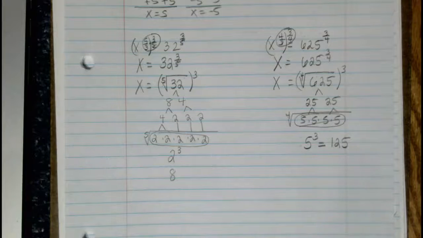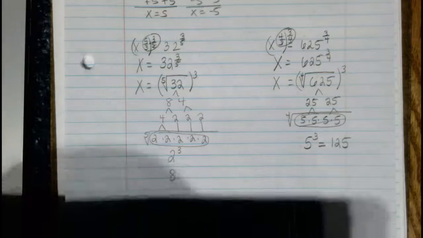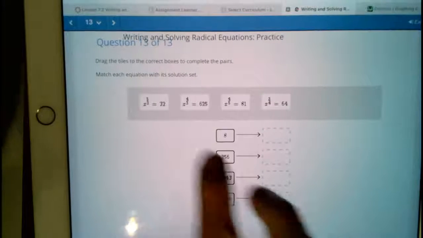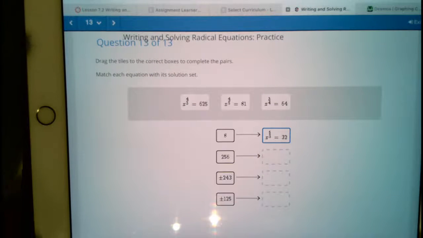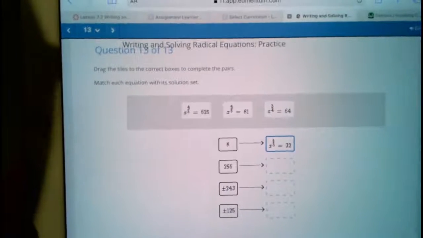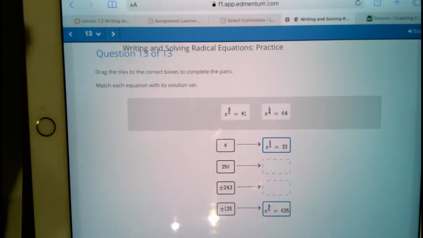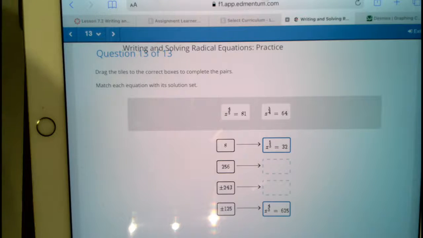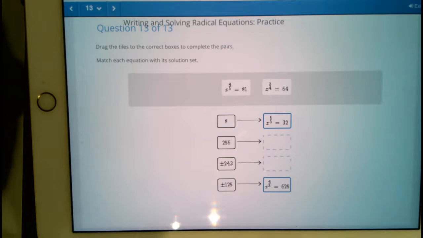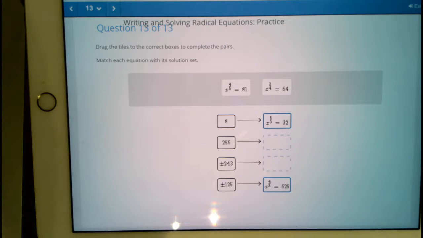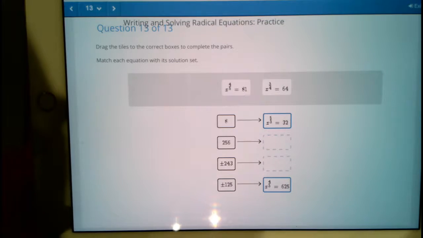So let's go back to the iPad here for a second and look at the problem. So x to the 5/3 equals 32. We found that that one equaled 8. And then our x to the 4/3 we said equals 125. And the thing about this one, and you need to be able to see it, is that over here it says plus or minus. And I'll talk about why it's plus or minus in just a minute. I hope I don't forget. But let's go ahead and do the other two problems.